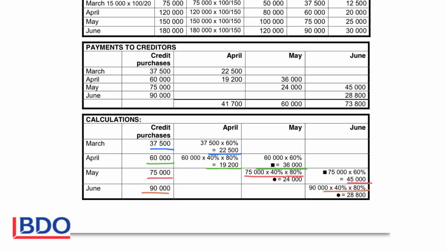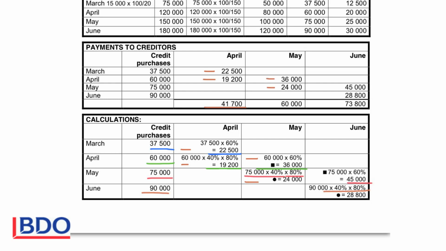So if we look at the payments to creditors, in April, we pay the 22,500 and we pay the 19,200. So we will show that those two amounts will be paid in April to give me a total payment of 41,700. In May, we will pay 60% of the 60,000, and of the 75,000, we will pay 24,000.